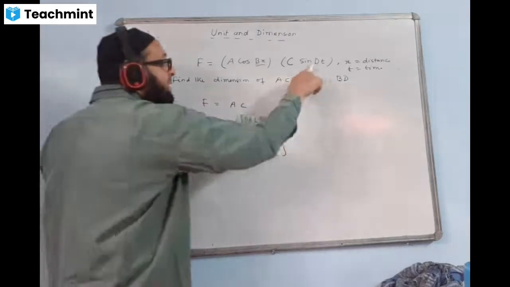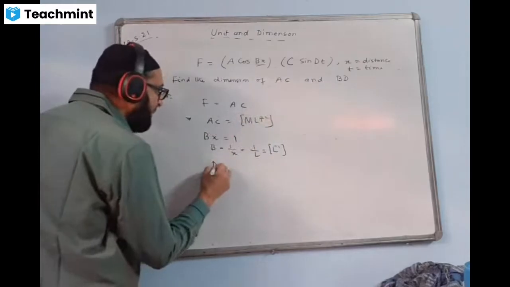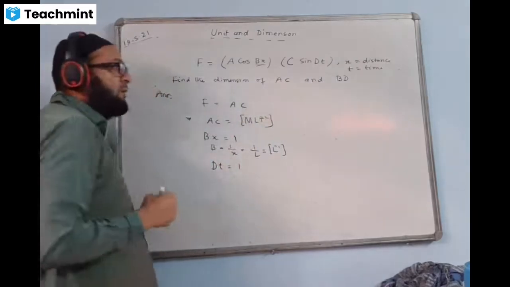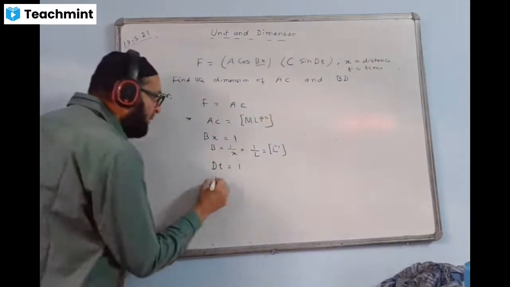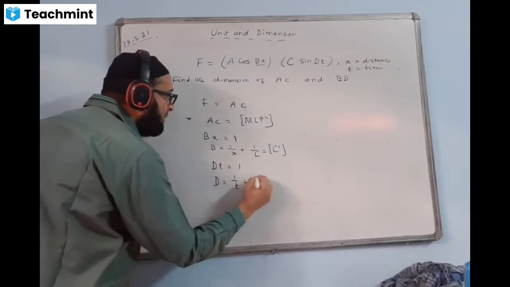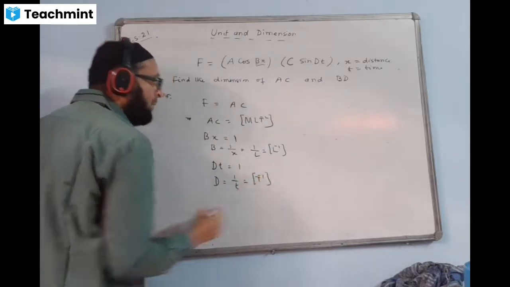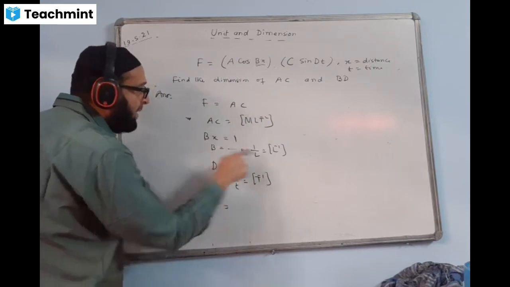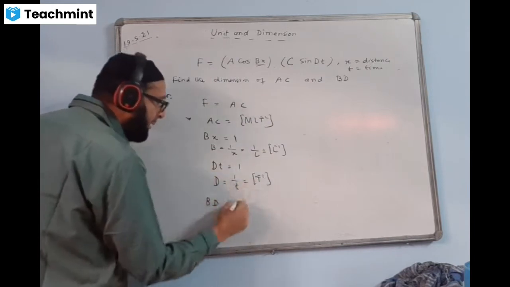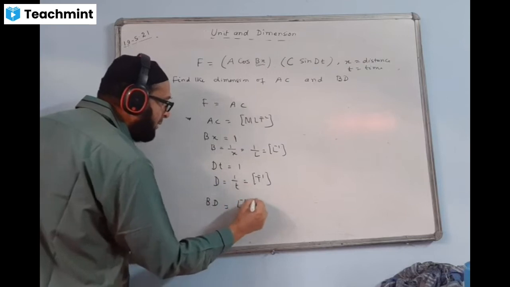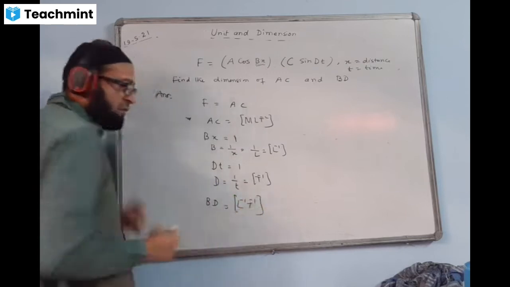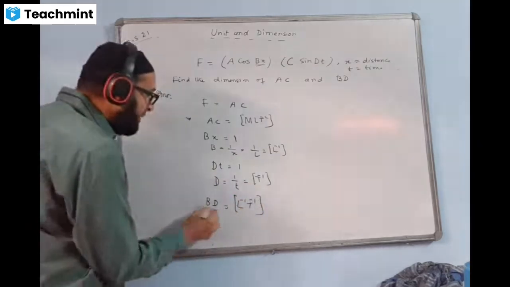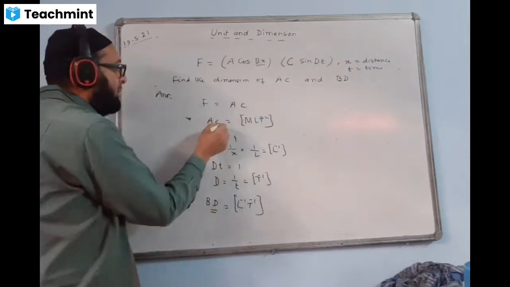Similarly, this Dt is also angle Dt. Capital D and small t is also an angle, so no dimension, 1. Therefore, the value of D will come 1 upon t, that is T to the power of minus 1. Now I'll write the dimension of BD. B dimension is L minus 1, D dimension is T minus 1. I'll write together L minus 1, T minus 1. Finished. So we got one answer here and one answer here. This is the answer.